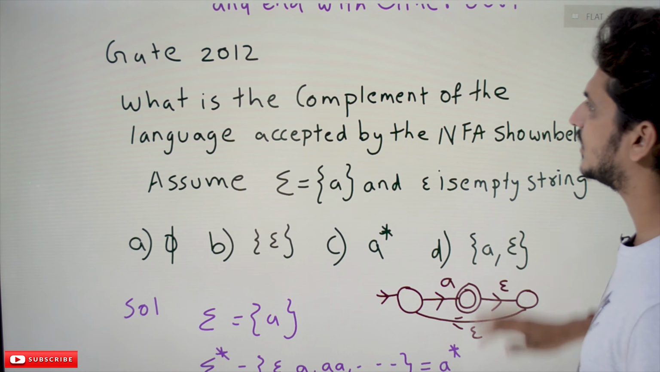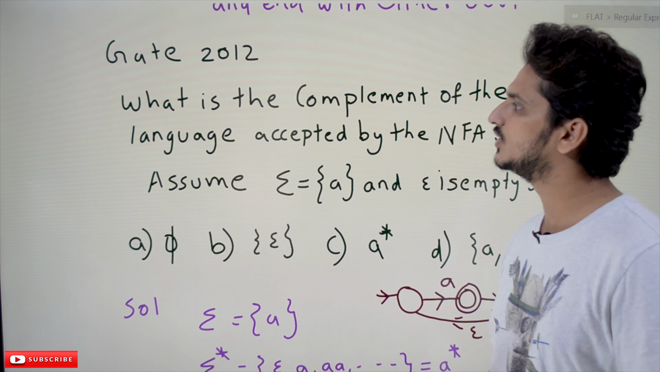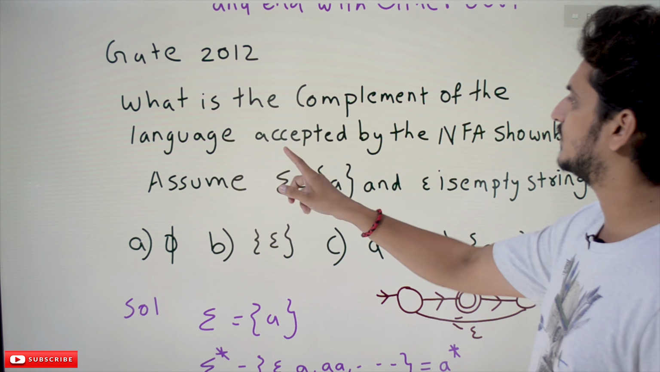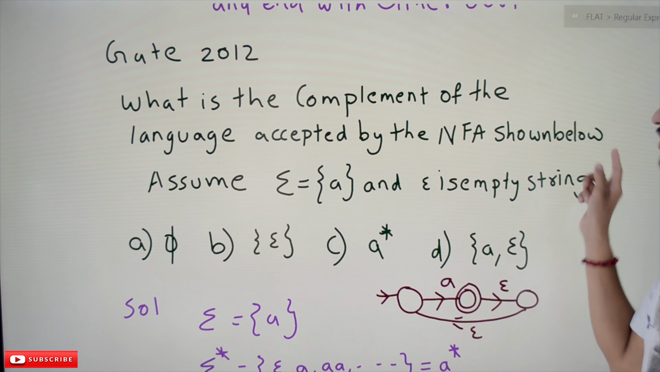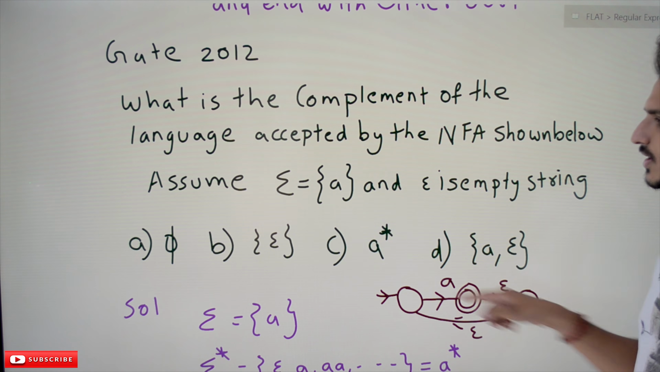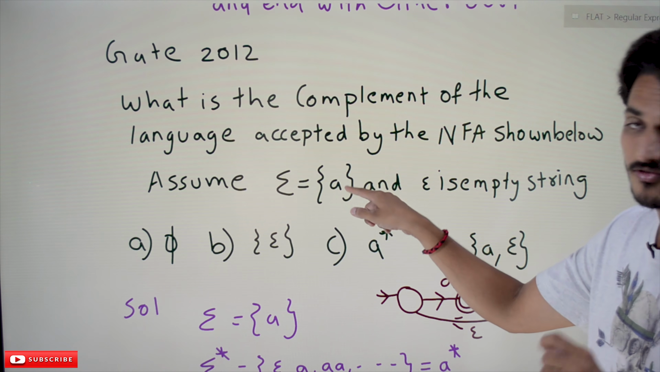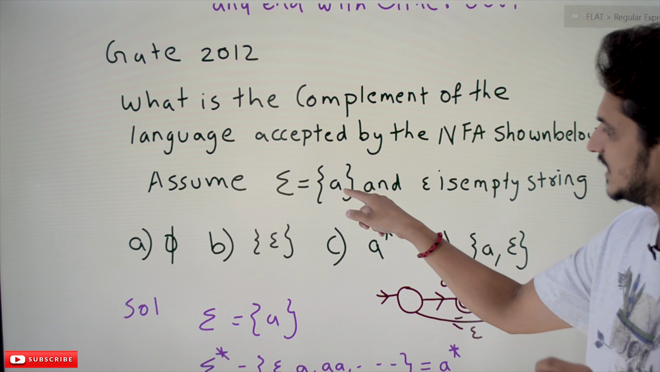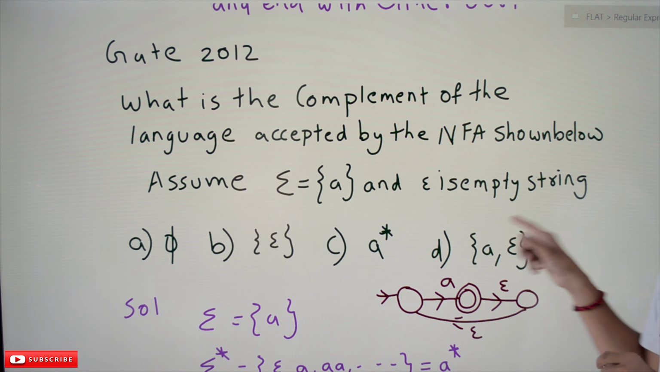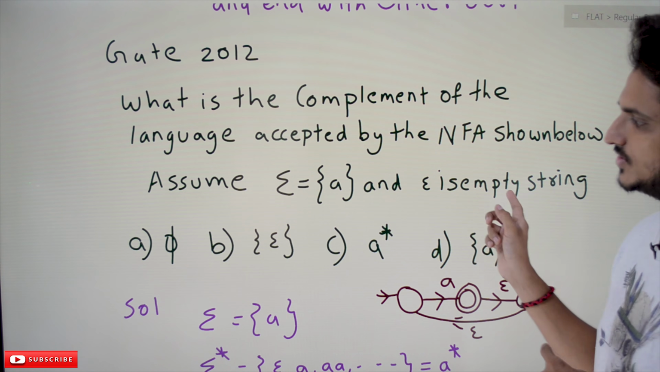Coming to the third one, GATE 2012. What is the complement of the language accepted by the NFA shown below? This is the NFA shown below. Assume sigma, the input alphabet, has only one symbol, A, and epsilon is the empty string. This is the symbol for epsilon, the empty string.